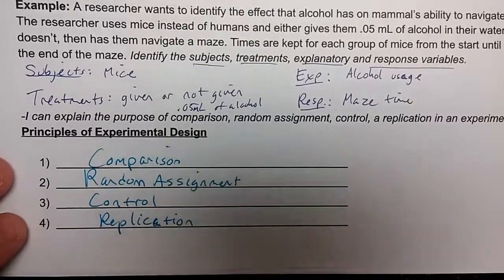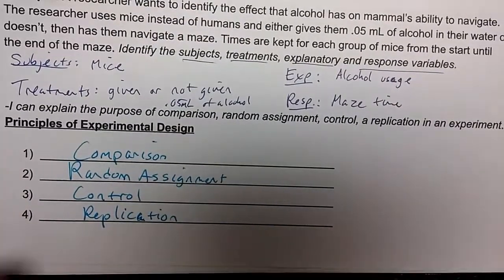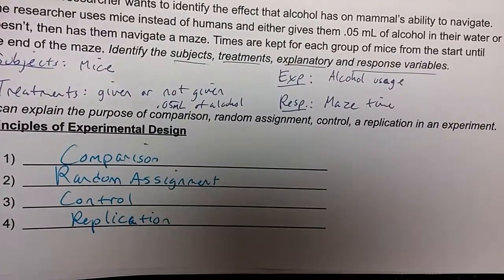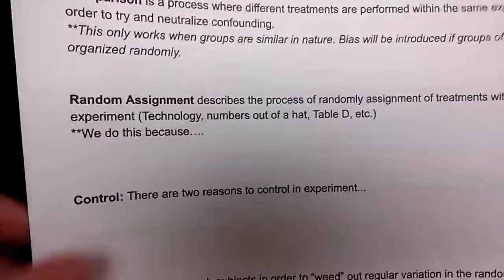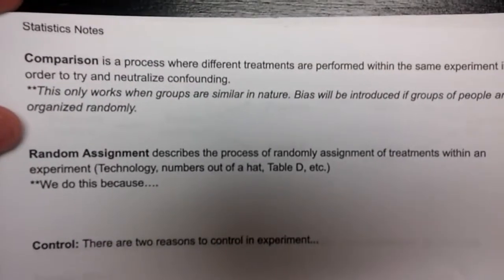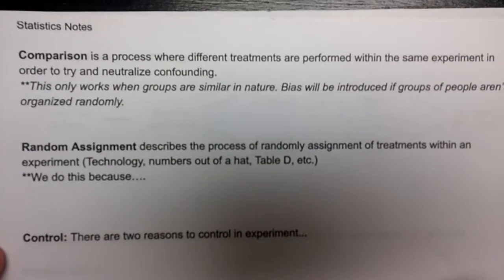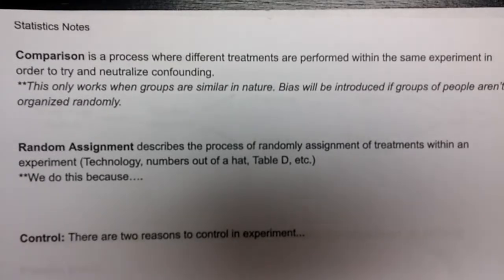Some of these words you've seen before in other branches of science. Some of them have slightly different meanings in the principles aspect. Let's look at first comparison. So comparison is the process where different treatments are performed within the same experiment in order to try and neutralize confounding. Remember, confounding is the thing that happens when you have two variables and you can't distinguish which has an effect on the response variable.